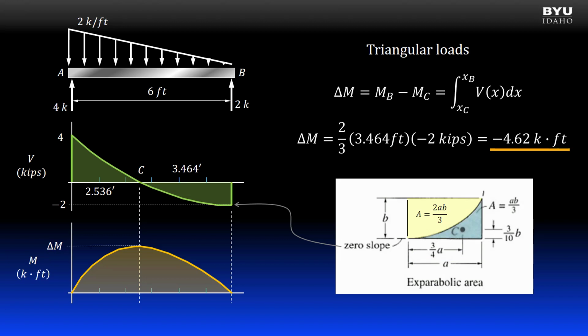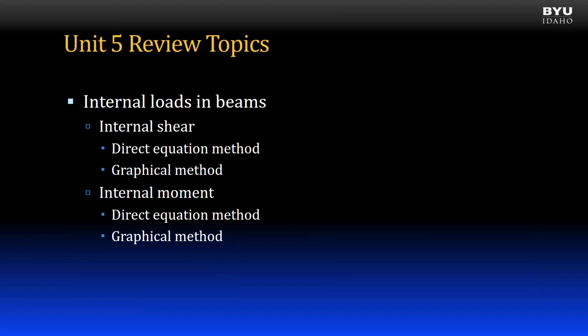We get -4.62 kip feet. The negative sign means that the change from C to B is -4.62. To end at 0, point C must be +4.62 kip feet. And now our moment diagram is complete. This concludes the review of topics from Unit 5.